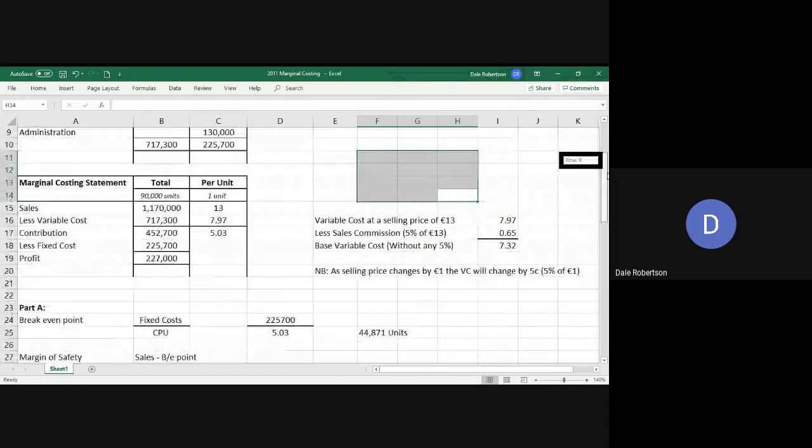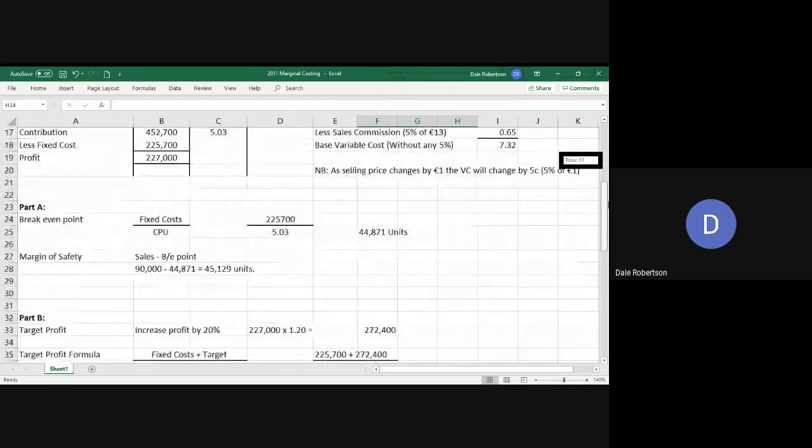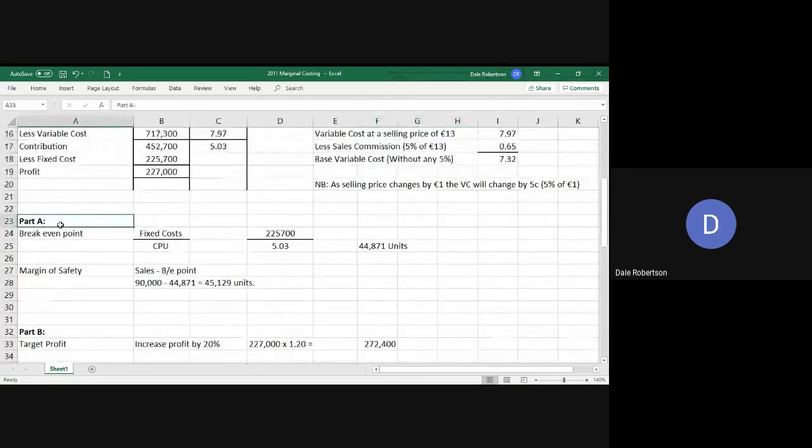Part A of the question is usually for about 20 marks, actually, and it says to you, calculate the company's break-even point and margin of safety. Well, the break-even point, this is the formula, fixed cost divided by the CPU, and that is fixed cost of 225 divided by the contribution per unit of 5.03. And the break-even point is 44,871 units. That is where the company stops making a loss and begins to make a profit.